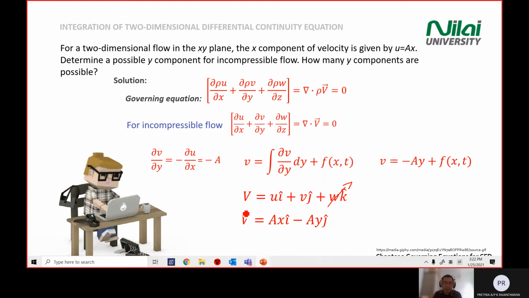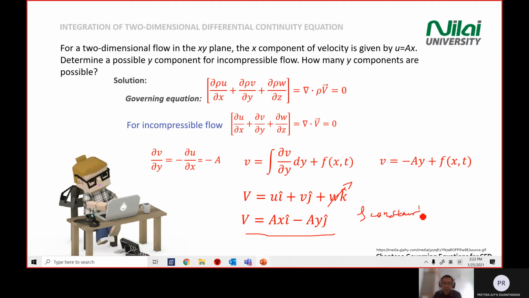So for this answer, the velocity equals u, given by the question, u equal to ax i, and your v is negative ay, so you just substitute the constant values back into this general equation. So you have negative ay j. So this is the equation that we are looking at. And this equation only applies to incompressible flow where your rho is constant, derived from the continuity equation.